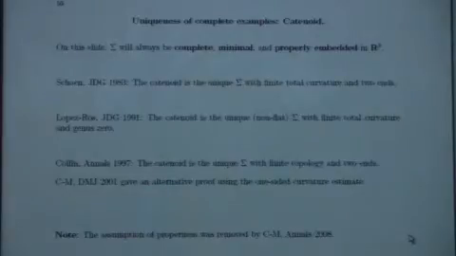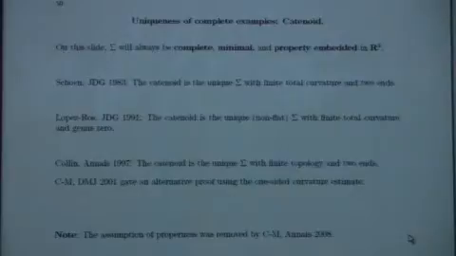The next uniqueness result for the catenoid is a result of Lopez and Ros from 1991. They show that the catenoid is the unique Sigma with finite total curvature and genus zero. So in other words, the catenoid is a sphere with two points removed, diffeomorphically. If you take a sphere and remove three points, there is no minimal surface that's completely embedded and looks like that. That's what Lopez and Ros are ruling out: a sphere with n points removed, where n is greater than 2.